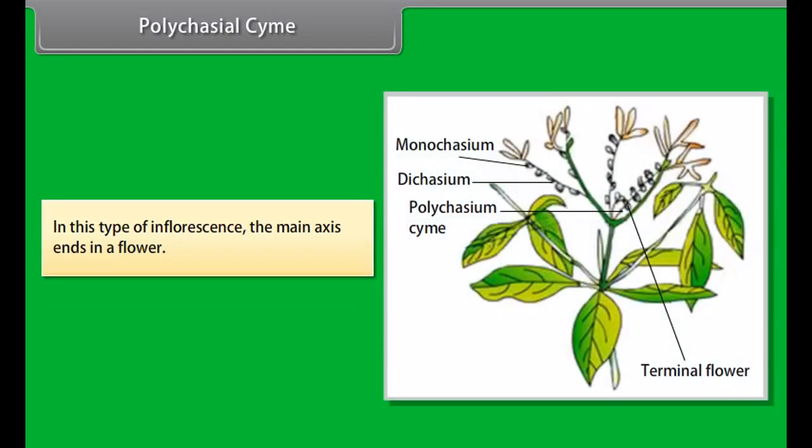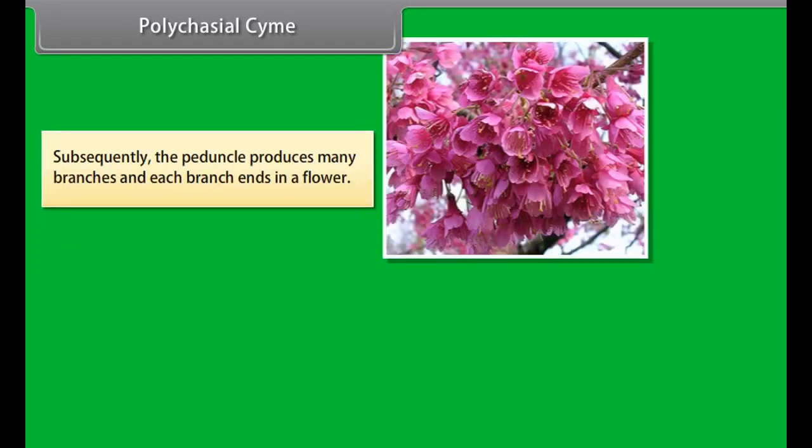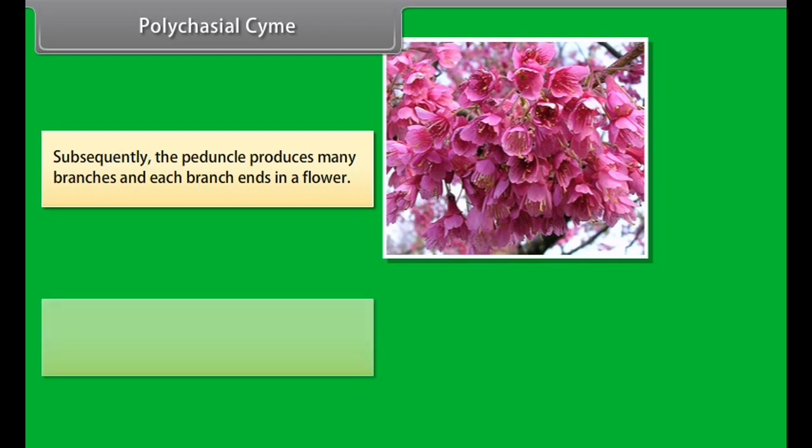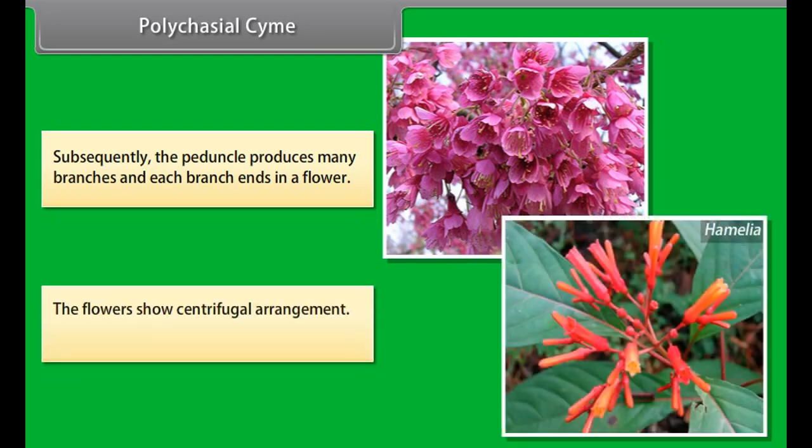Polychasial cyme. In this type of inflorescence, the main axis ends in a flower. Subsequently, the peduncle produces many branches and each branch ends in a flower. The flowers show centrifugal arrangement. Example, Hamelia. Special types of inflorescences. Some plants exhibit special types of inflorescence.